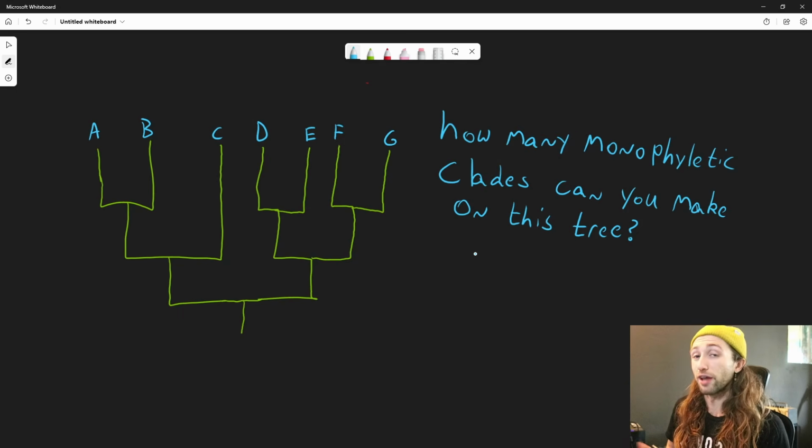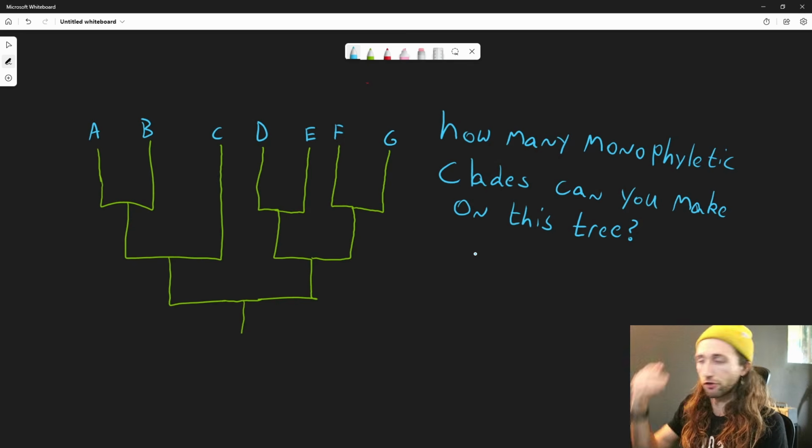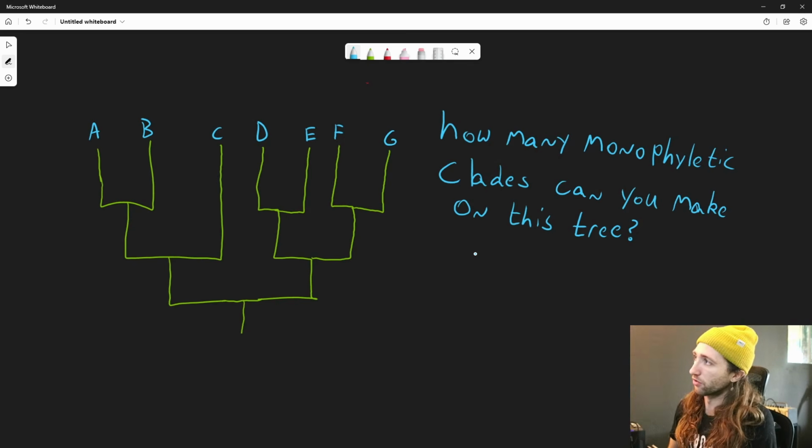So let's start answering this question, and we'll answer it simply. We're just going to start drawing circles around the clades. We're going to start drawing them where we see them. So here, let's do it in red. Here we have a monophyletic clade around A and B. We also have a monophyletic clade around A, B, and C.